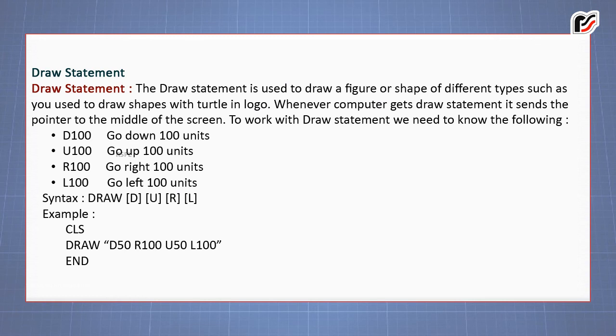Draw statement. The draw statement is used to draw a figure or shape of different types, such as you used to draw shapes with the turtle in Logo. Whenever the computer gets a draw statement, it sends the pointer to the middle of the screen. To work with the draw statement, we need to know the following. D100, go down 100 units. U100, go up 100 units. R100, go right 100 units. L100, go left 100 units.